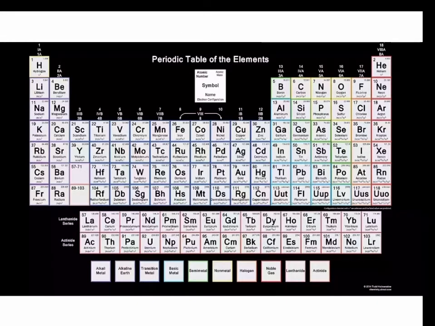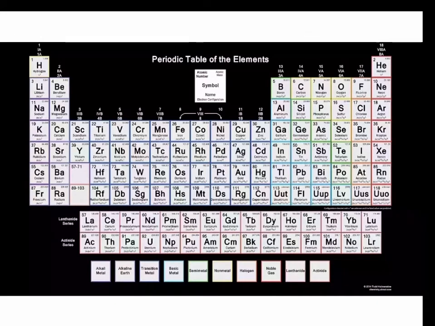So the vertical columns are called groups. The groups are numbered in Arabic numerals 1, 2, 3 like that. So the groups headed by hydrogen and helium are numbered as groups 1 and 2 respectively.